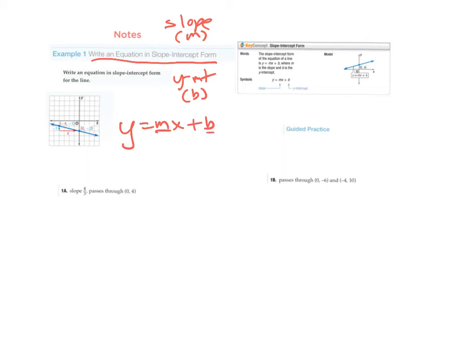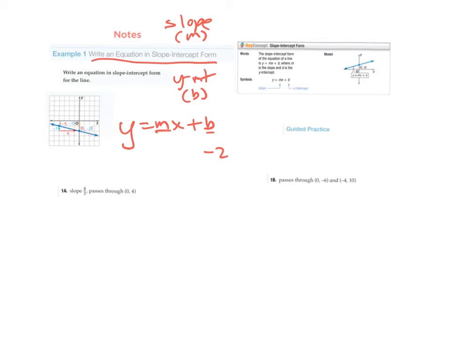graph. So in our graph, the y-intercept is where the line crosses the y-axis, which it crosses right here. So that'd be the -2. So now we know the intercept. So now we just need the slope.